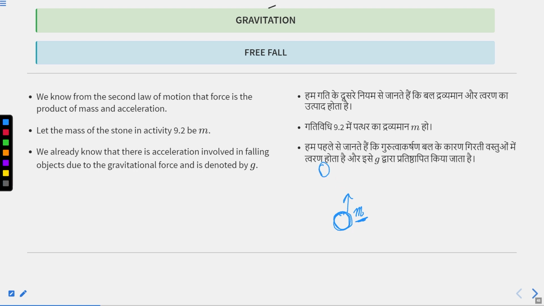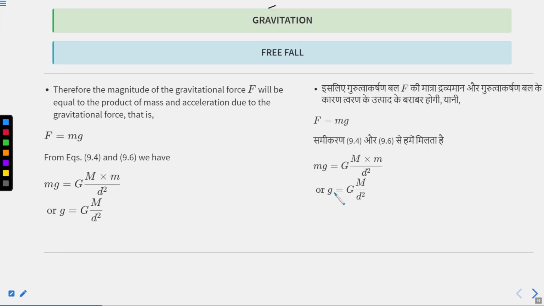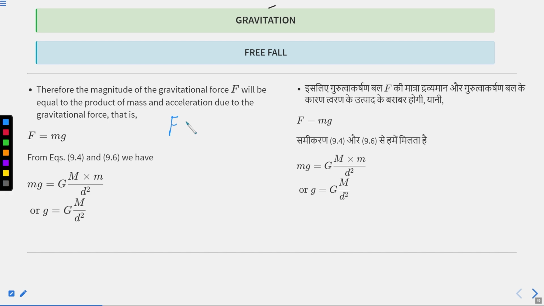After reaching any height, that object of mass m will start doing free fall under the influence of the gravitational force, and it has the gravitational acceleration of small g. Then the force will become mg. Is it clear, class?